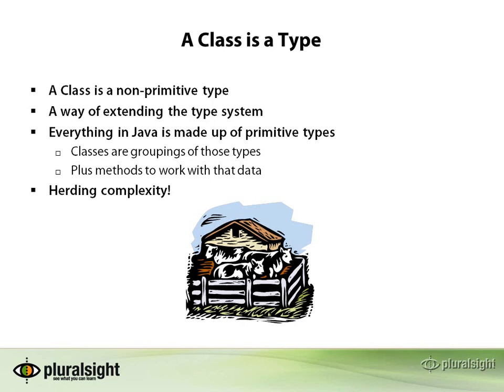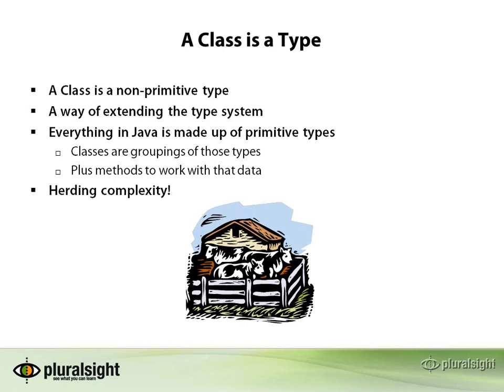And that is basically, if you think about that in Java, everything is eventually made up of primitive types. Everything that exists in the Java programming language, at some root of it, is a primitive type: an integer, a character, a decimal. And a class is just composed of those primitive types and then some methods to work with that data. So when you think about it, what you're doing with a class is herding complexity. You're taking something that's complex.